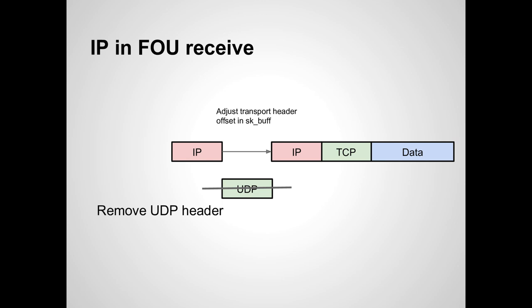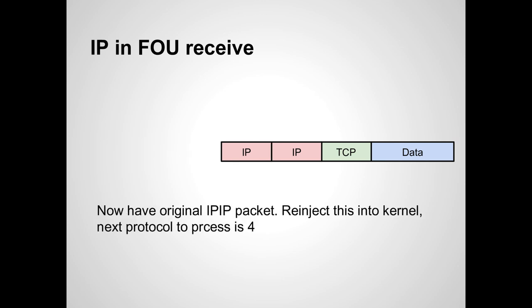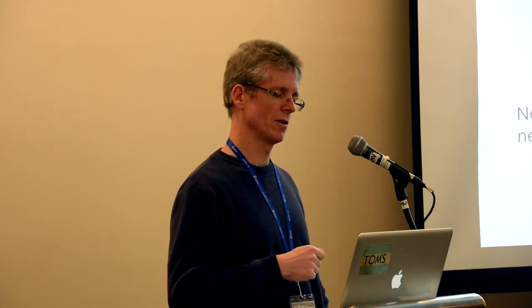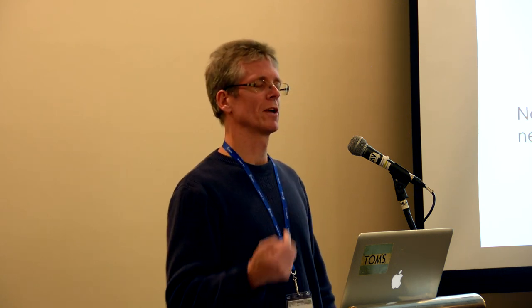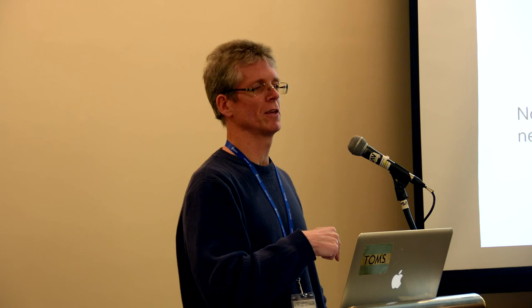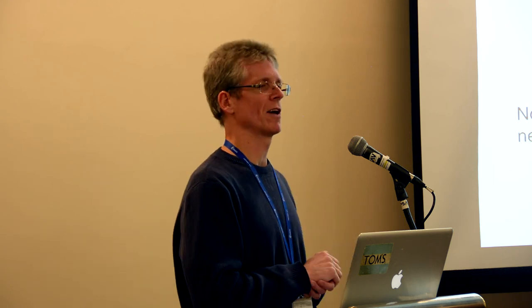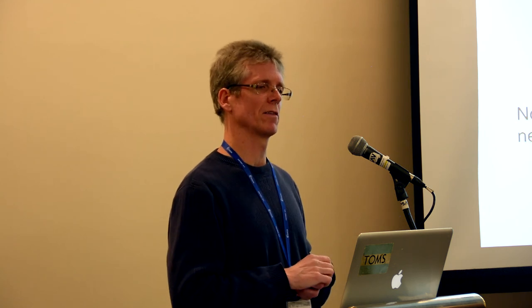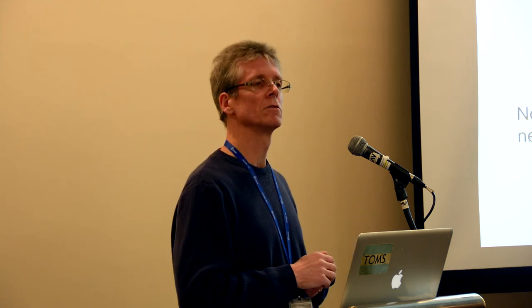So the net of that is it now looks like an IPIP encapsulated packet. And what we do then is, on return from the encap receive function, set the negative of the protocol we want to process. In this case, the protocol of the inner header is 4. So we can actually convey this back through encap receive: okay, now process this as an IPIP packet. So it goes right back into the stack and then just processes it on the tunnel.